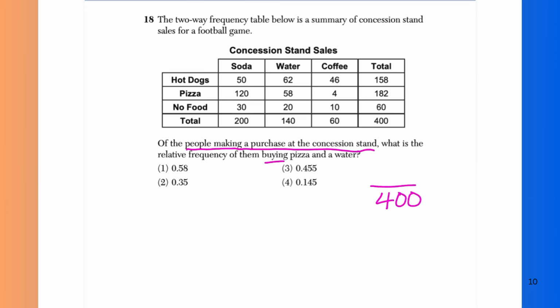Well, we want to know who bought a pizza and water. Because of that word and, that means we have to look at the intersection point of water and pizza. Those two categories intersect at the number 58. So we're looking for 58 over 400 as the fraction that's going to give us the relative frequency. If you just put that in your calculator and divide, you're going to see that answer choice number 4, 0.145, is the answer there.